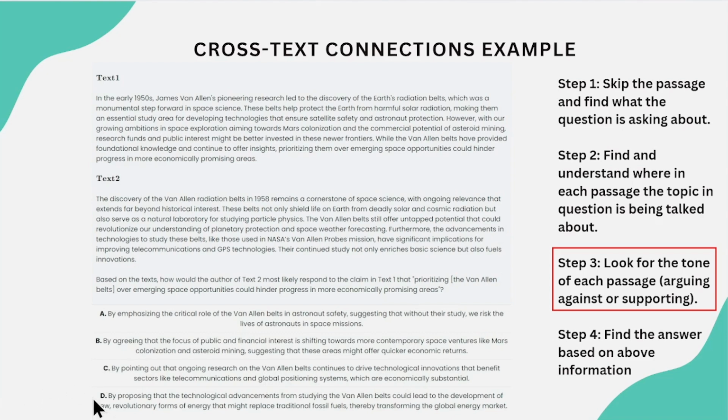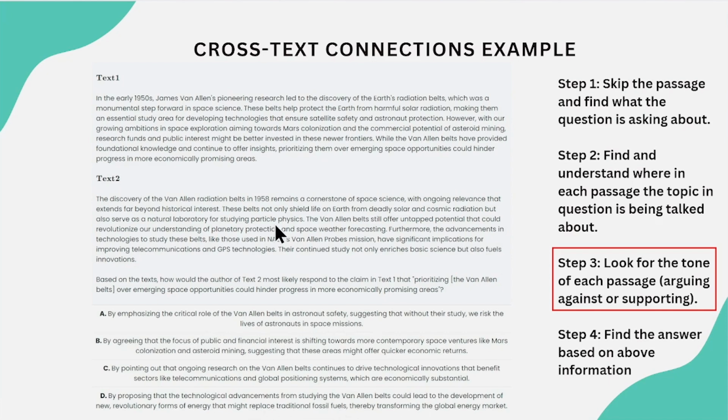We'll go to D, though. By proposing that the technological advancements from studying the Van Allen belts could lead to the development of new, revolutionary forms of energy that might replace traditional fossil fuels, thereby transforming the global energy market. This isn't even talked about, and they might try and throw these in because essentially it also agrees that he's saying, no, we should keep investigating it, but this isn't the reason he's saying we should keep investigating it.